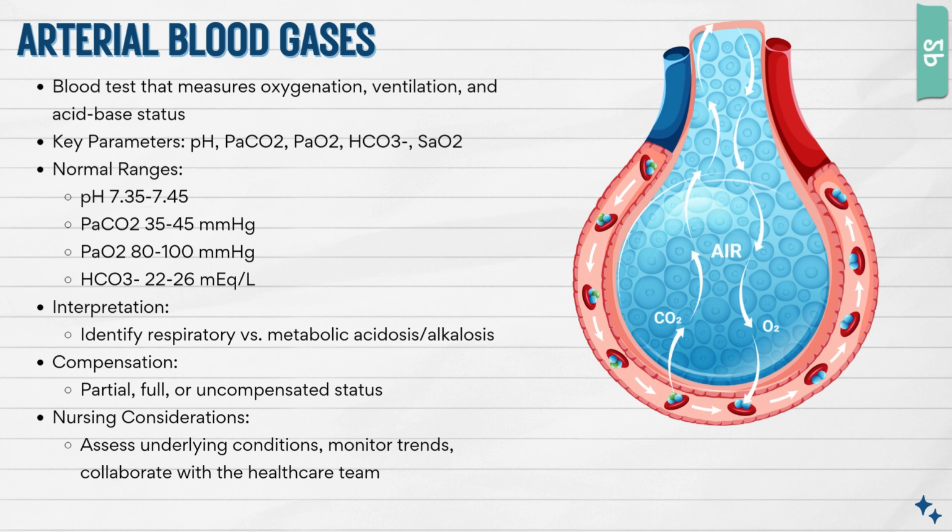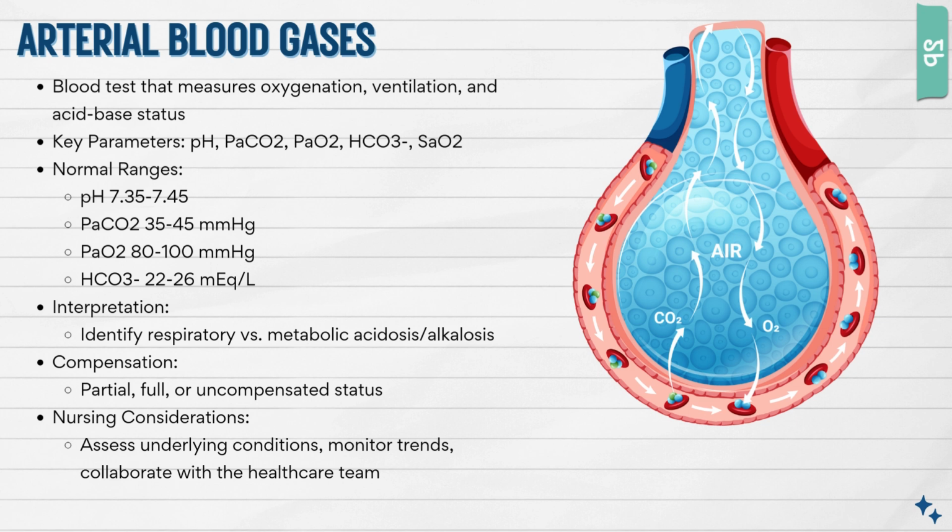Compensations can be partial when the pH is still abnormal, but it's moving towards normal. It could be fully compensated when the pH is back within the normal ranges, or completely uncompensated when there's no corrective measures at all in any of the lab values.